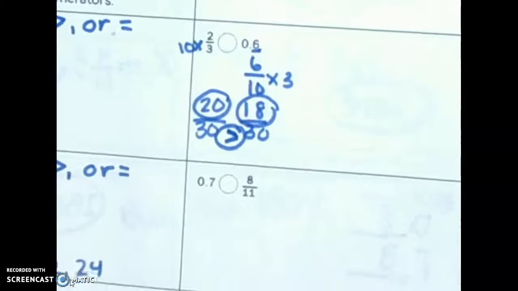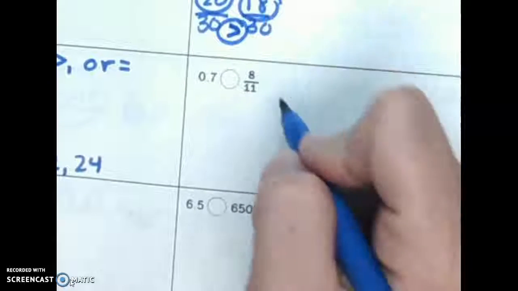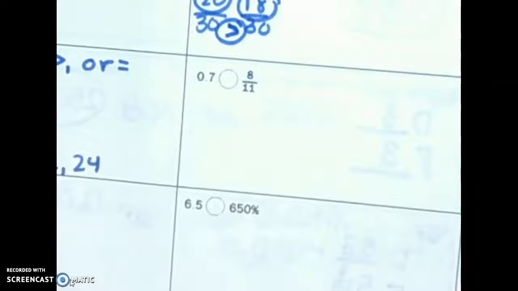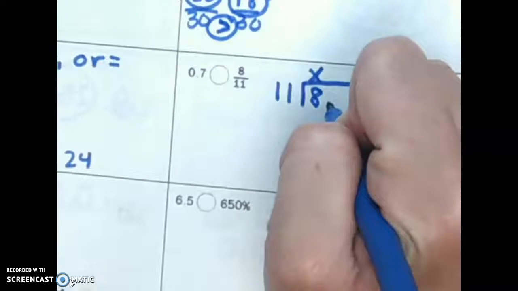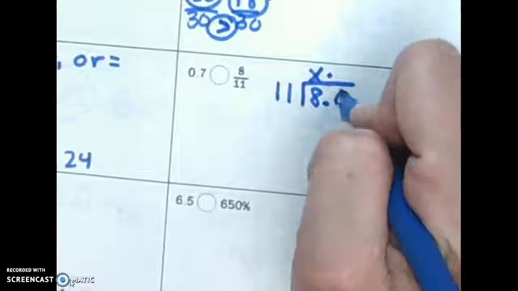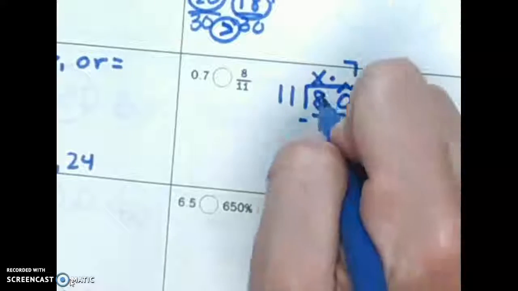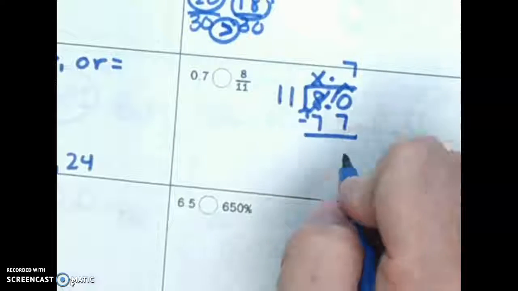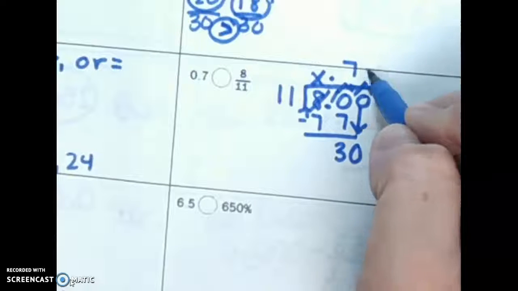Our next one, we have 0.7 compared to 8/11. I'll change it into a decimal. So I cannot change 11 into 10, 100, or 1,000 very easily. So what I'm going to do is come over here and divide. Top number always goes underneath. 11 does not fit into 8, so we have to add our decimal, bring it up, and add a 0. Now 11 times 7 is 77. We're going to borrow. 10 minus 7 is 3. We're going to add another 0 and drop it down. 11 goes into 30 twice.